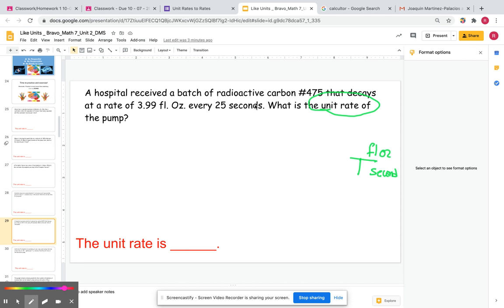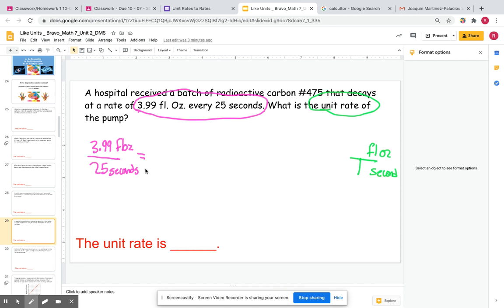What information have they provided you? I hope you're able to identify that they provided you a rate of decay. Now, the first number we see is 3.99, and that's flow ounces, FLOZ for flow ounces, over 25 seconds. This is very easy. Go ahead and convert this fraction to a decimal using your calculator.